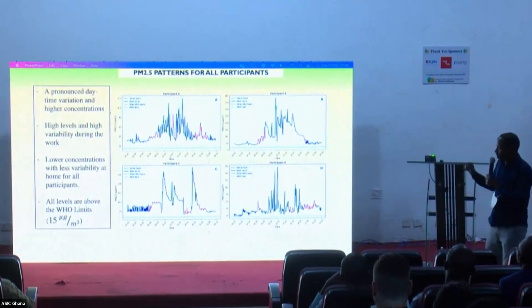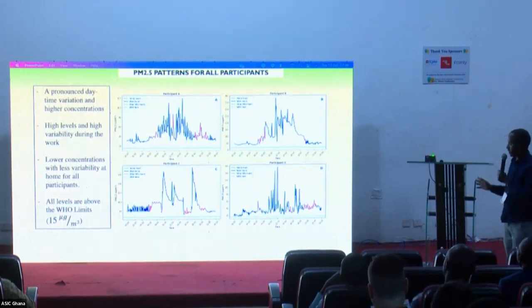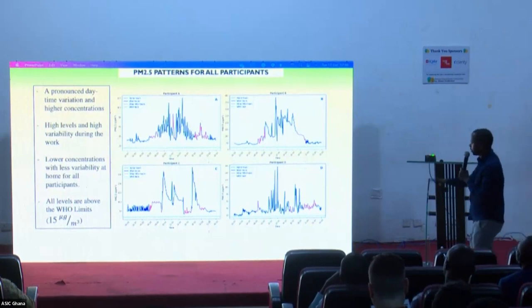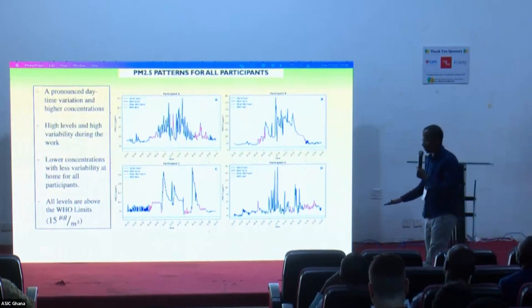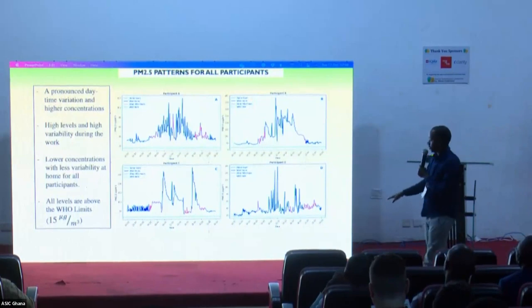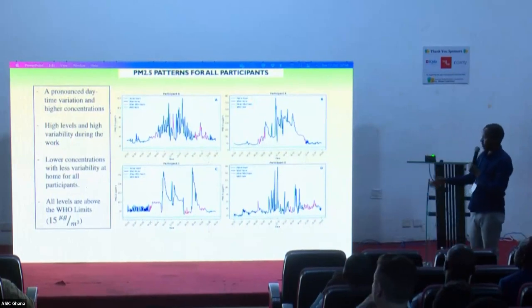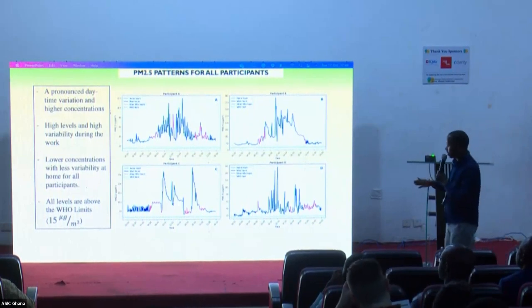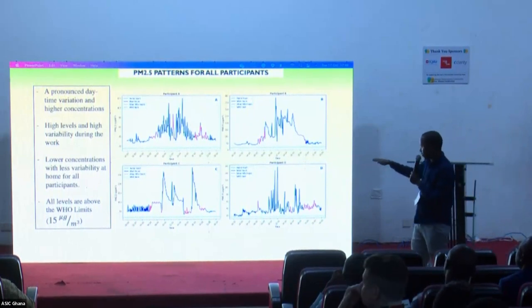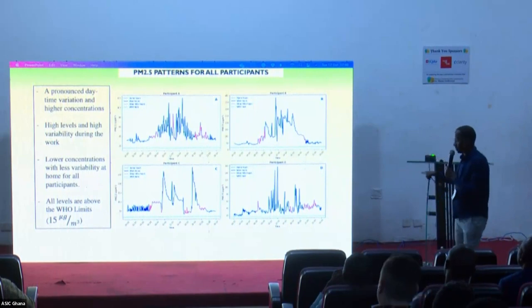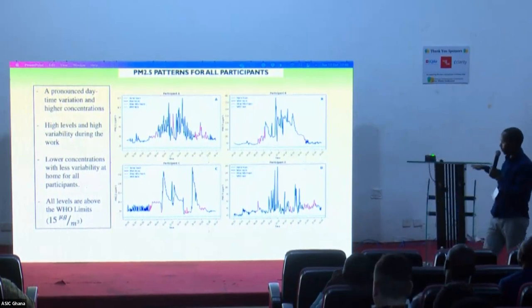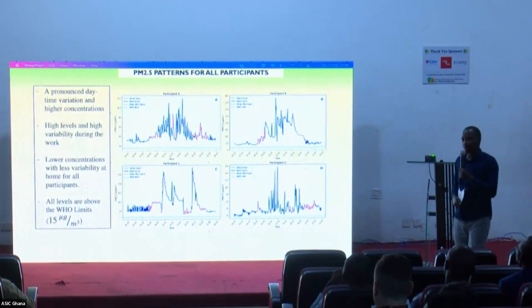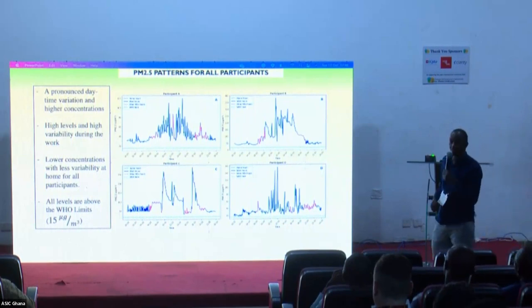So we have a pronounced variation and higher concentrations when we are at work, but lower concentrations when we are at home. These are the PM2.5. But when we look at this, the high variability and the high concentration is at work, and the low at home, but all are above the WHO guidelines of that line, which is in green, the set to save human health. Next.